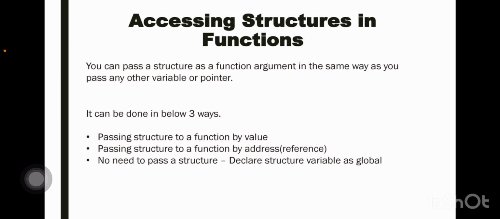For this there are basically three methods. First method is by value: we can pass a structure to a function by value. Another method is using address or by reference. And the last method is we can declare the structure as a global structure. That means we can declare the structure in the global declaration section, and then we can access it directly in the function.